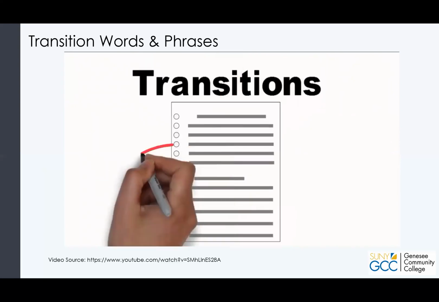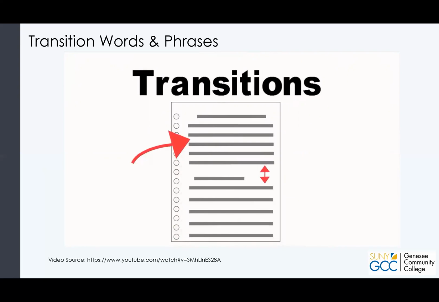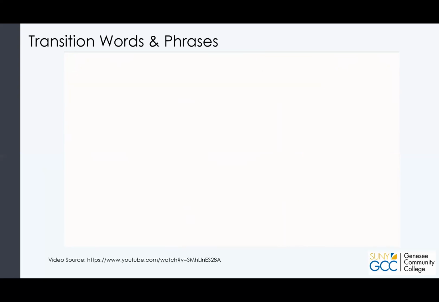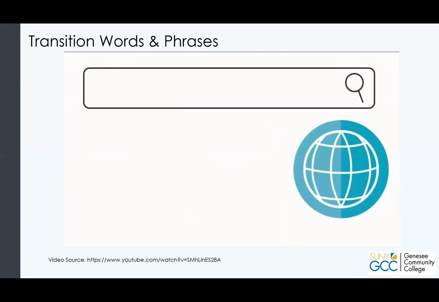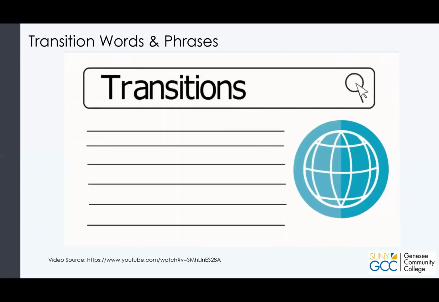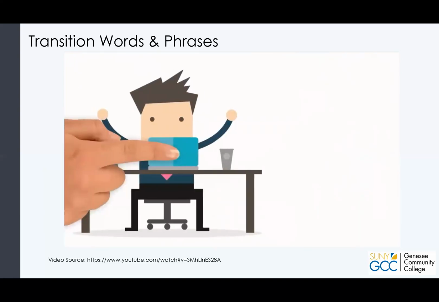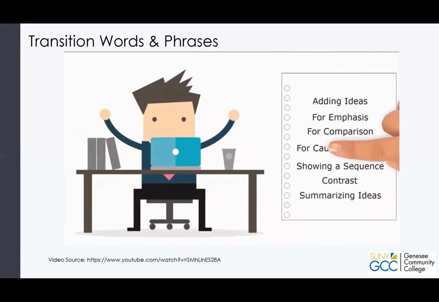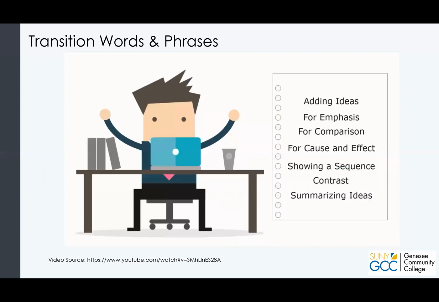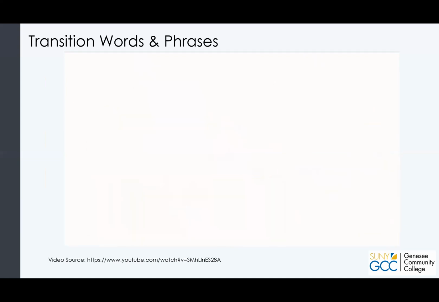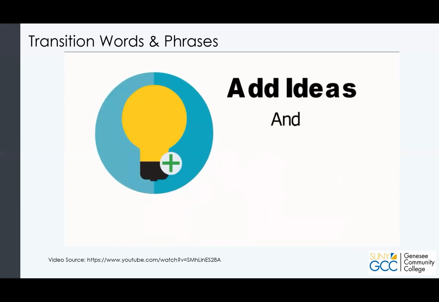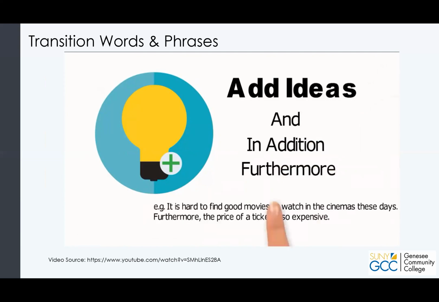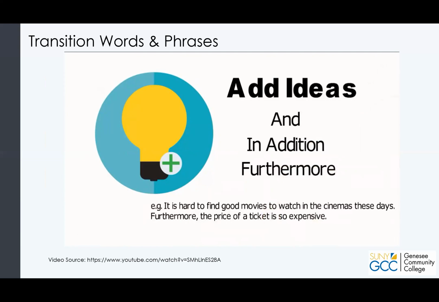Transitions can be used both within and between paragraphs to create a sense of flow. Many websites give long lists of transitions. Search transitions in your browser for examples. Throughout this video, you will find transitional words and phrases you will feel comfortable using in your own writing. To add ideas, use words such as and, in addition, or furthermore. For example, it is hard to find good movies to watch in the cinema these days. Furthermore, the price of a ticket is so expensive.